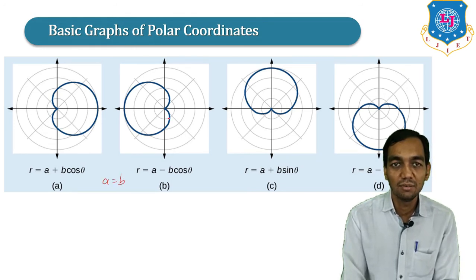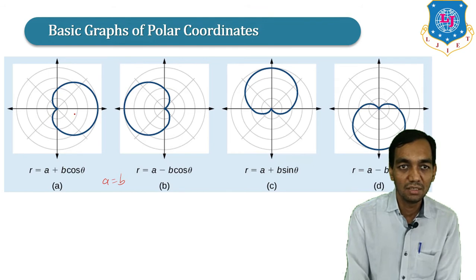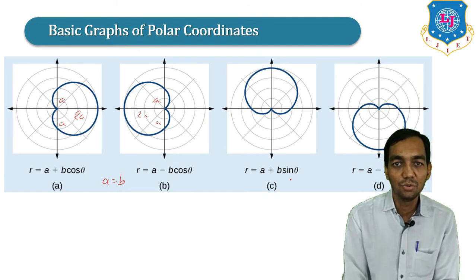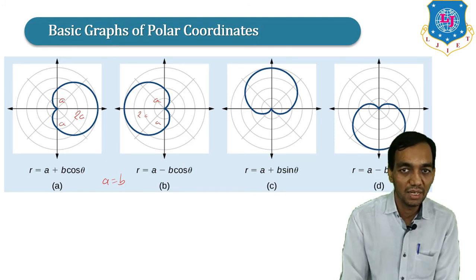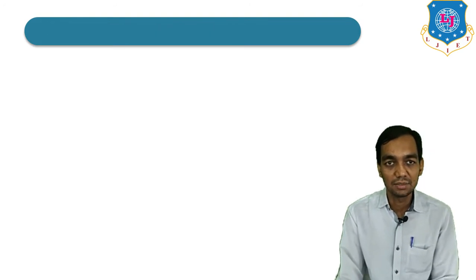Then in that case, you have a cardioid on the negative x-axis, and with plus cos theta, it is on the positive x-axis. This total length is going to be 2A, and this length is going to be A. Same here, it is 2A, and this will be A. Now if you have R is equal to A into 1 plus sine theta, then you will have a cardioid on the positive y-axis, and for 1 minus sine theta, it is a cardioid on the negative y-axis.